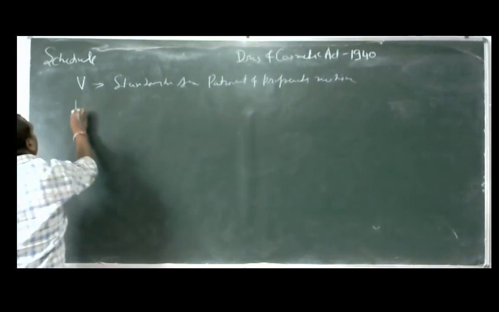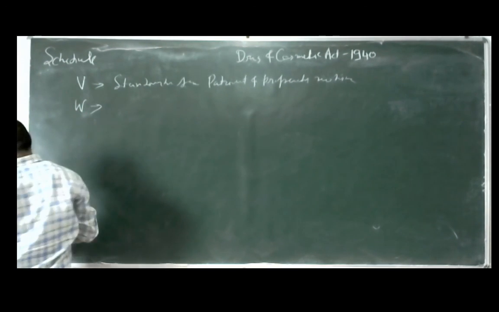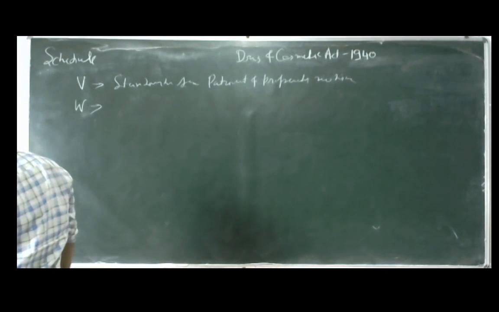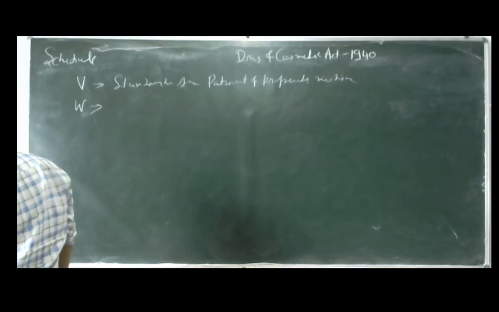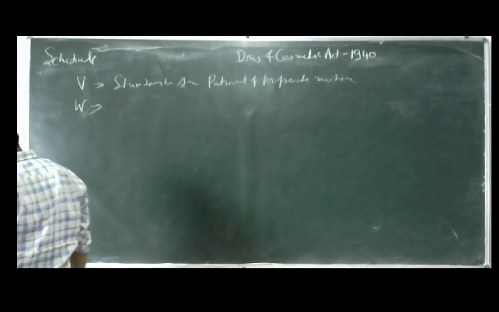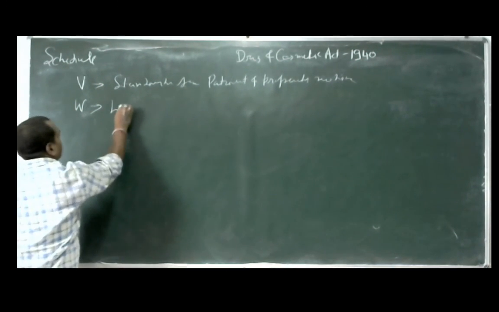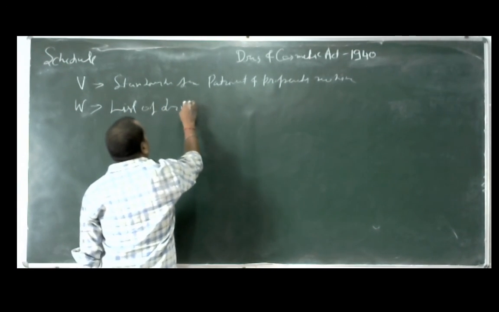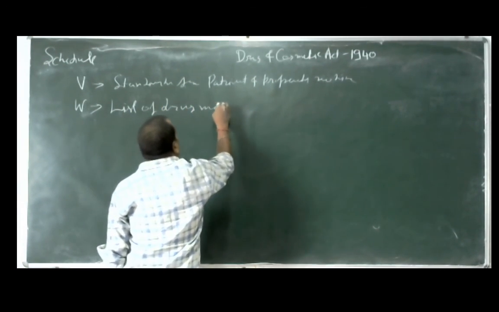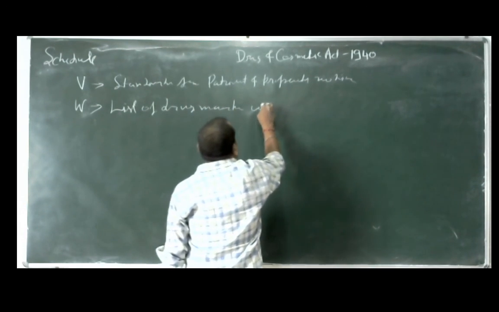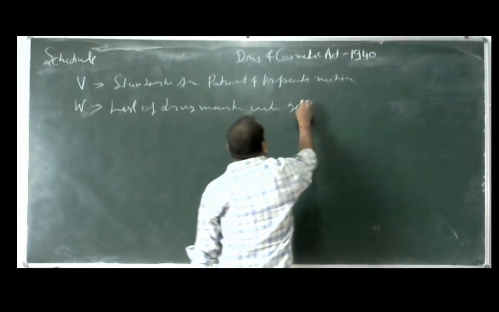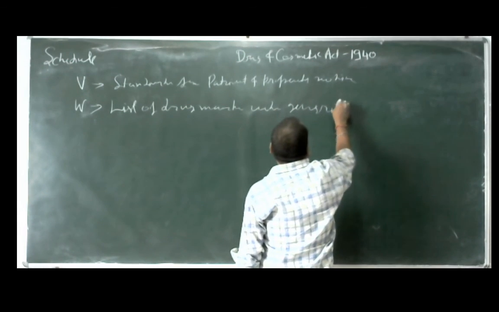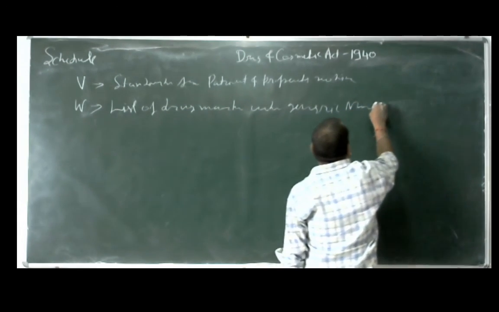Schedule W is the list of drugs which are to be marketed under generic names only.